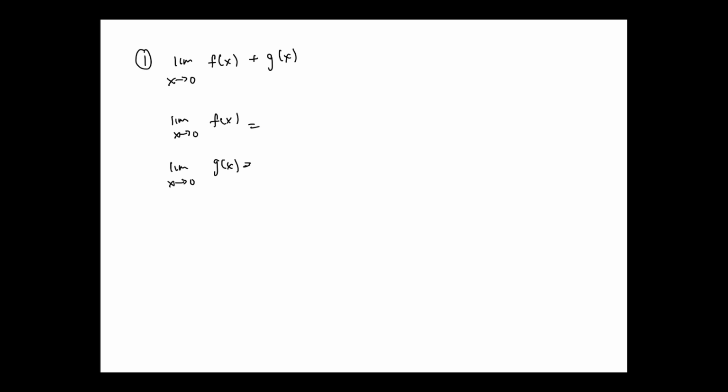What happens to f? Goes to 2. And what about g? -2. Okay, so this would be the limit as x goes to 0 of f plus the limit as x goes to 0 of g, which would be 2 plus -2. Last time I checked, that's 0. Okay, does that make sense?